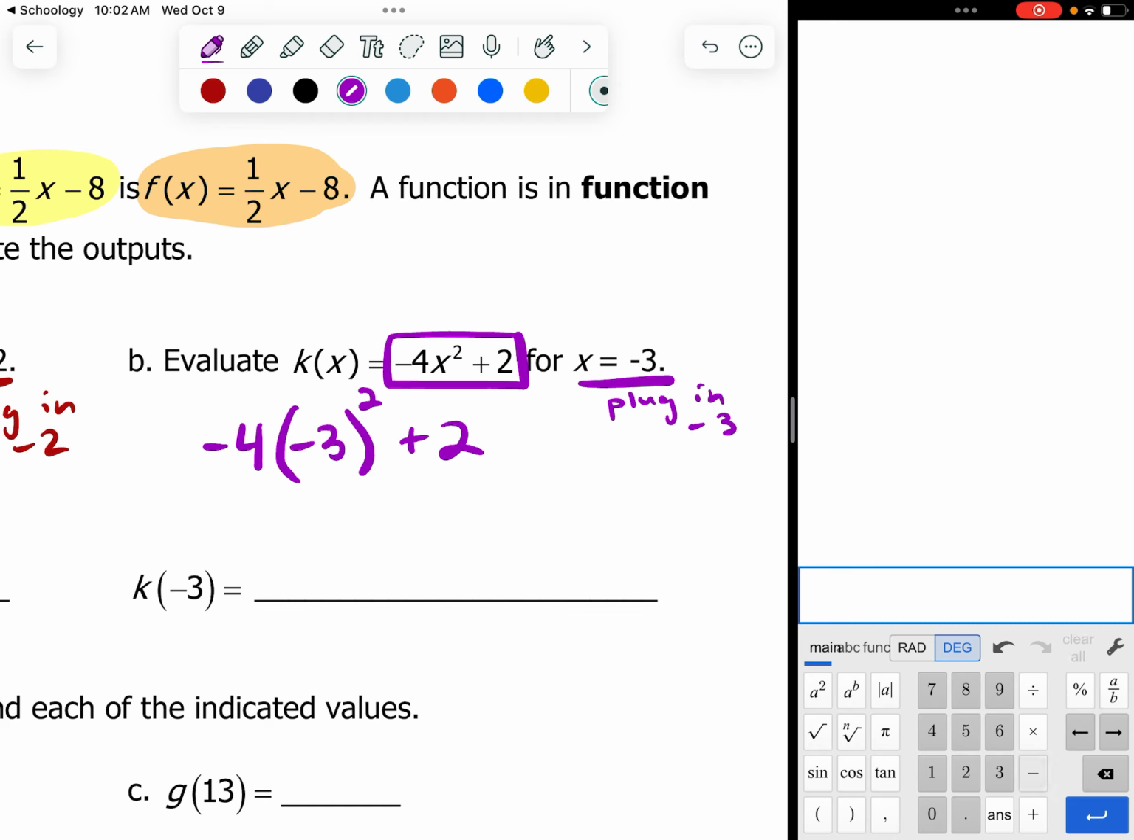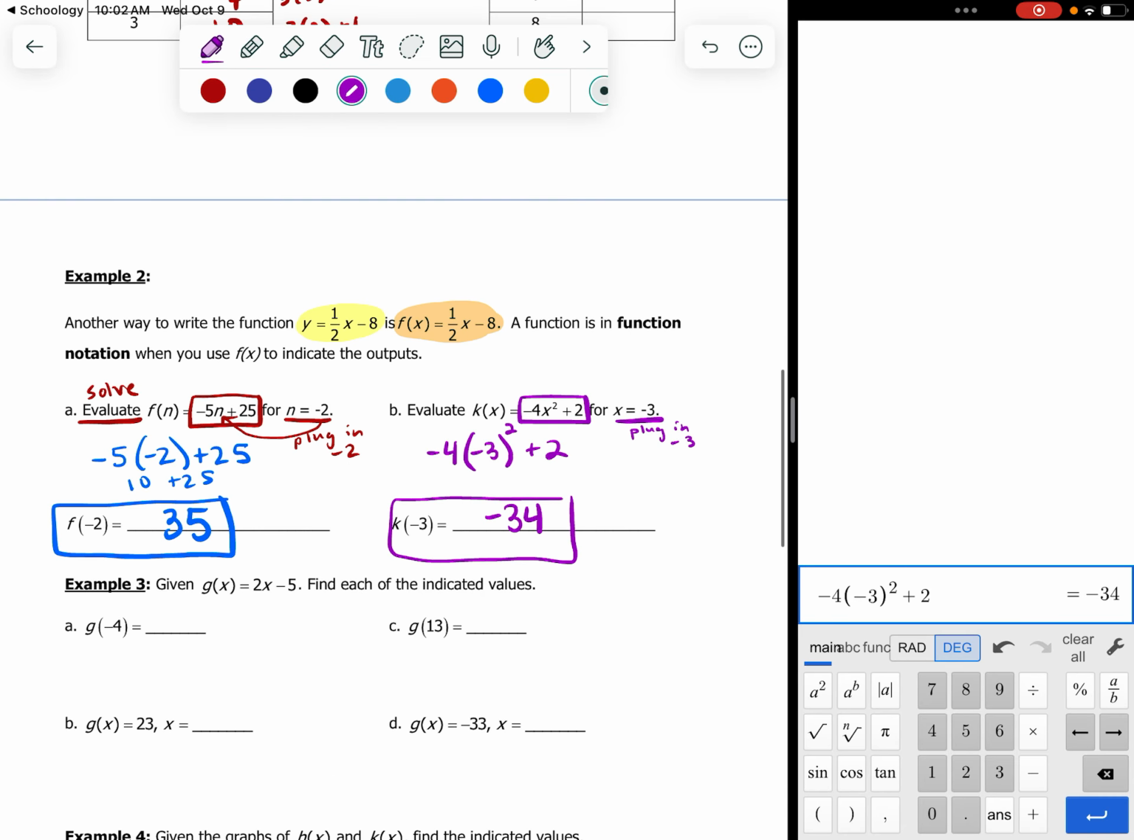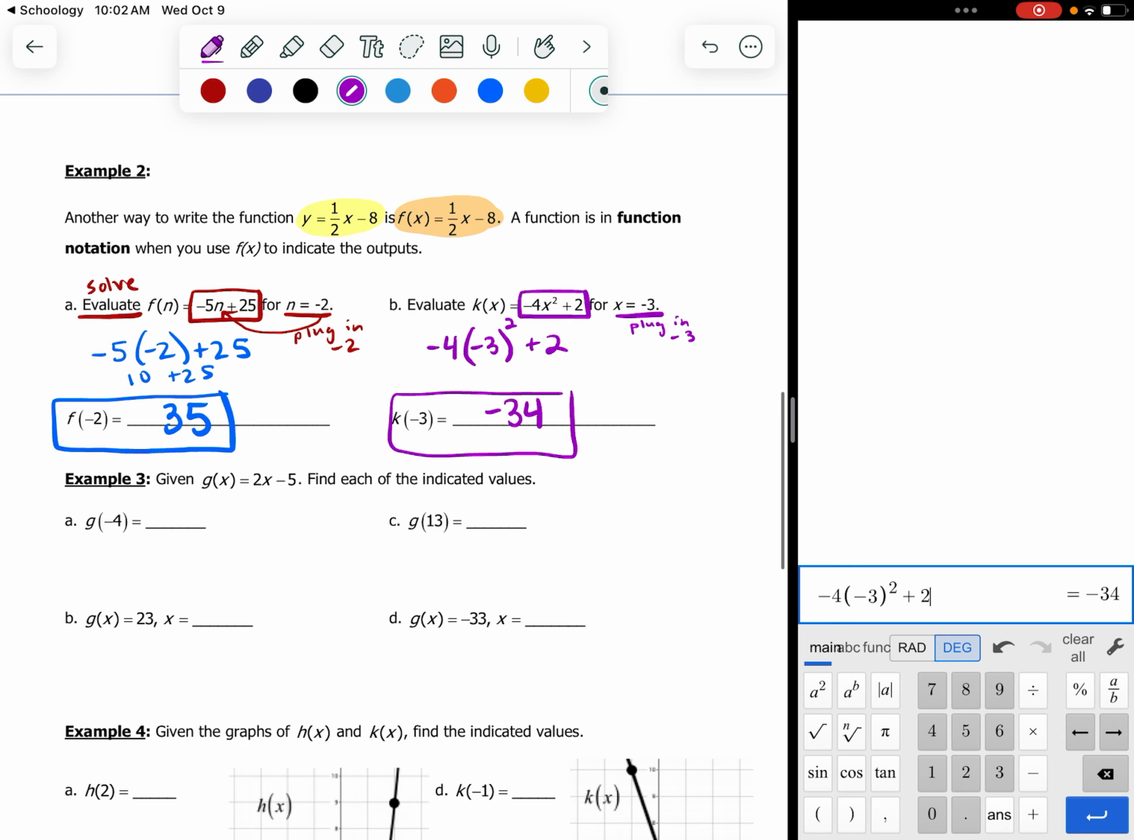Okay, so I can go negative 4 parentheses negative 3 squared, and then plus 2, we get out negative 34. So if you plug in negative 3, you get out negative 34. Okay? All right, going down to example 3.